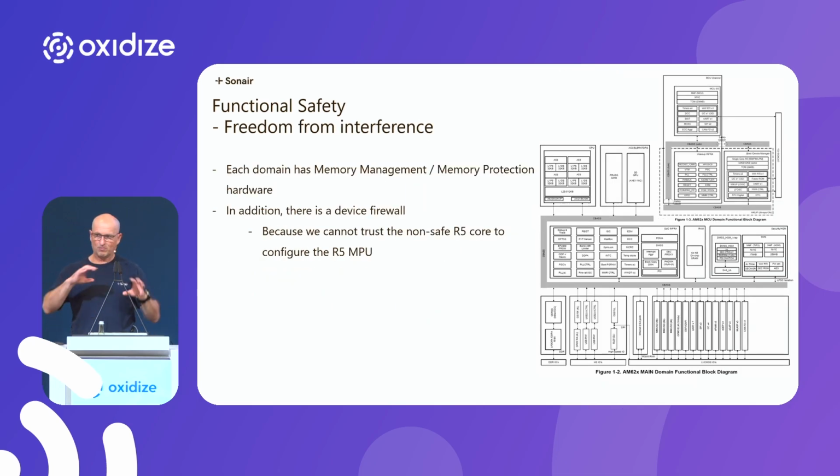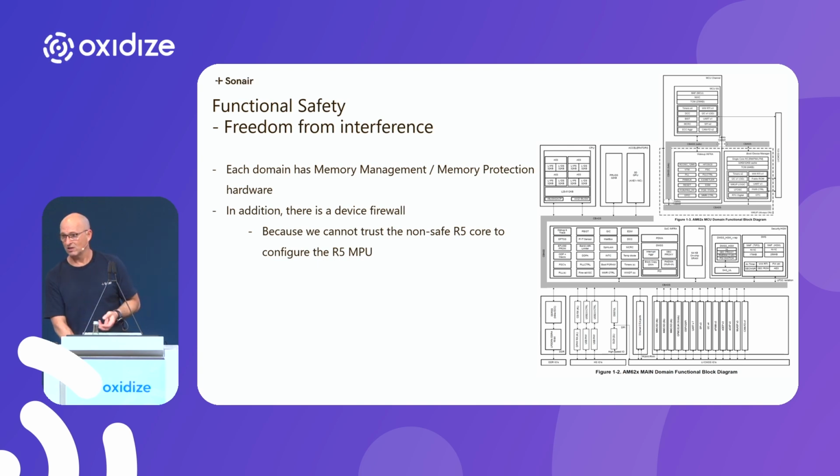But with this setup, and especially since we do have this evil FreeRTOS running that can do anything, we need to prove that we have freedom from interference. And we have the MMUs and the MPUs on the separate chips, but we can't really trust them since FreeRTOS then configures the MMU, while it could unconfigure it. Luckily, the chip also has a firewall that we can use as a second layer. And with that, we are good.